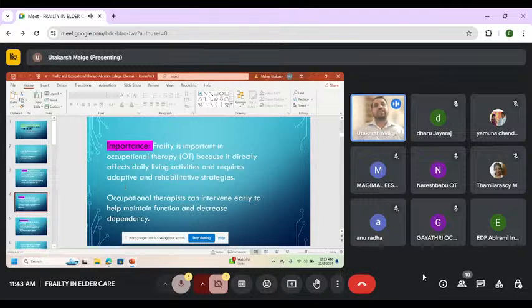So what is the importance of frailty and how is it significant to occupational therapy? Like I just said, frailty affects daily living activities. So as an occupational therapist, we use different rehabilitative strategies or rehabilitation models, adaptive equipment, or compensatory strategies in order to overcome that frailty and enhance the quality of life of that individual. Occupational therapists can intervene early and help to maintain function and decrease dependency, improving their ability to perform a task as simple as dressing, or any other task, like a person's driving ability. How you can improve his life by maintaining or improving his ability to perform that task is the role of the occupational therapist with frailty.